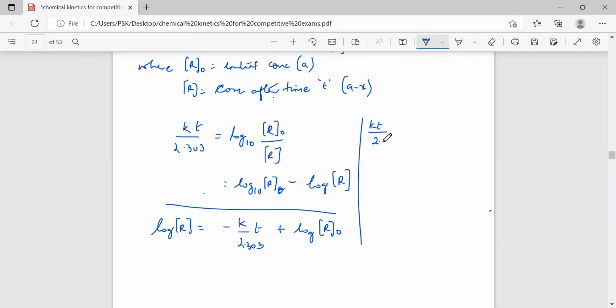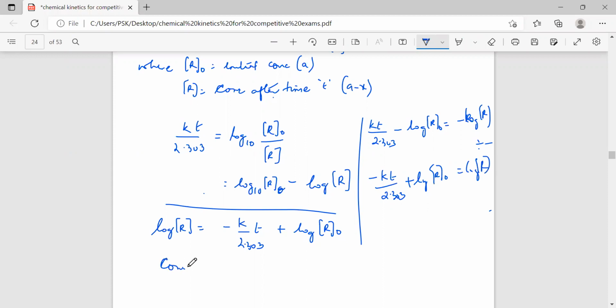kt by 2.303 is there here. Now you take this log R naught to the left side, so you get minus log of R naught, which will be equal to minus log R minus kt by 2.303. You divide by the minus sign, and minus by minus becomes plus: log R naught will be equal to log R plus kt by 2.303. Same thing I've written here. Did you follow this now?